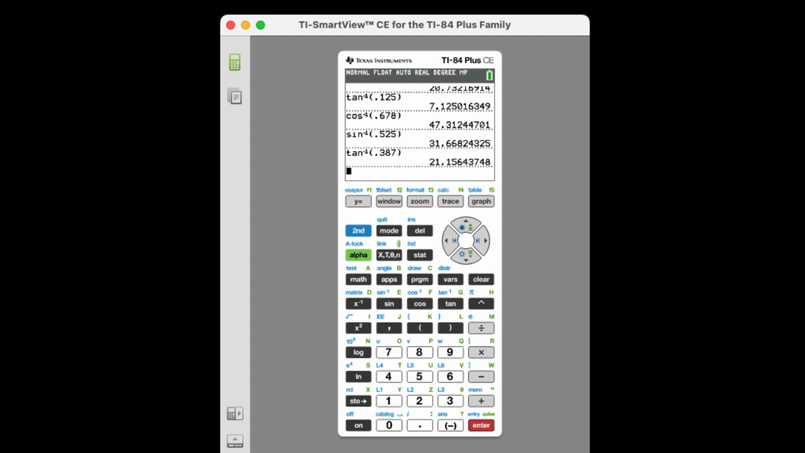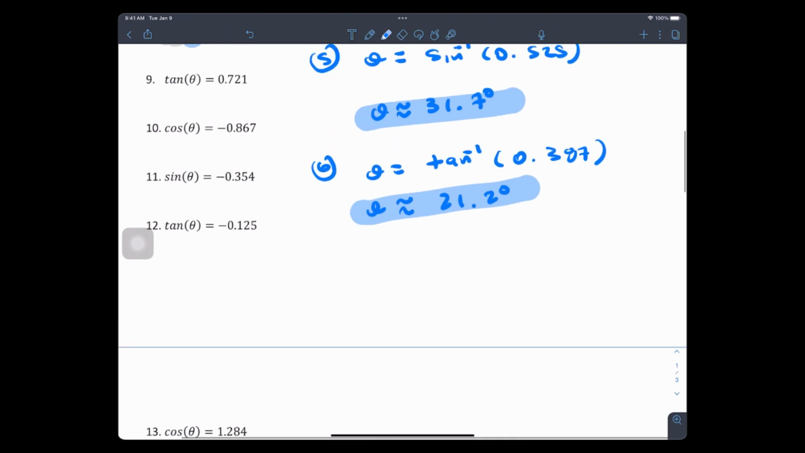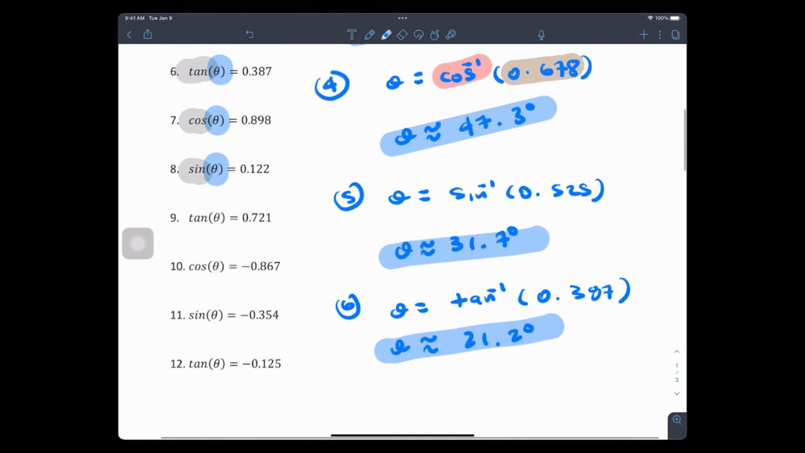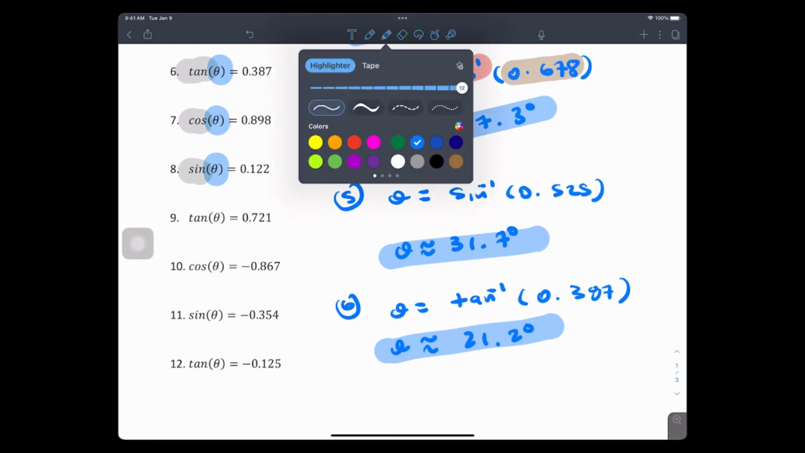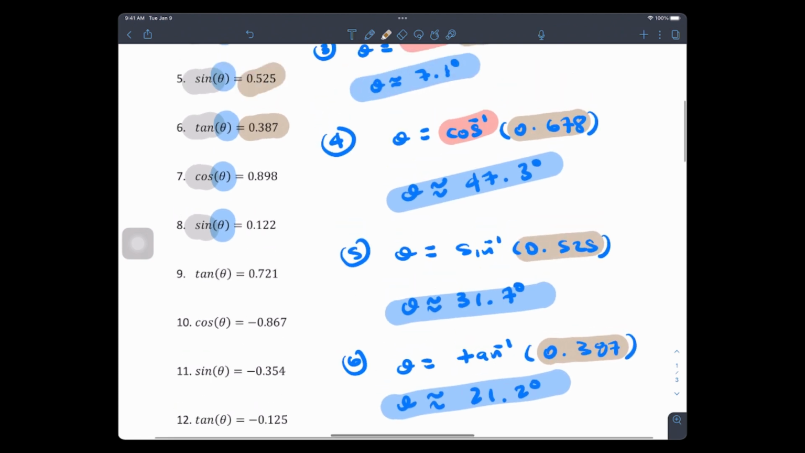Is that what you guys get for that one? Did I make a mistake? 21.2? Let's see. Did we make a mistake? Let's see. Double check. Number 6. You know what it is? No. 0.387? Yeah. Let me see if we... Right? You guys see what I'm saying? Is it maybe the highlighters help a little bit?